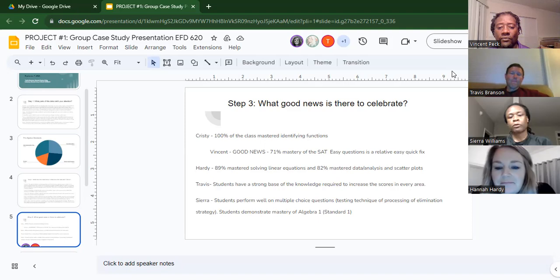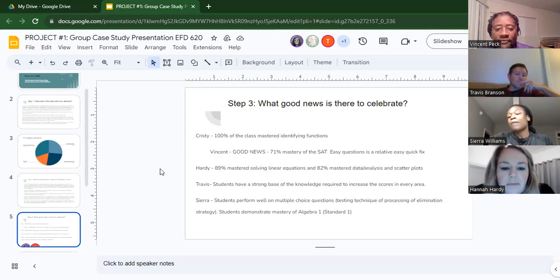I put that students perform well on multiple choice questions. I know earlier you spoke about multiple guess, and sometimes that is a lucky guess, but in some cases kids can actually process: all right, I know it's not this, I know it's not that, so what's better out of these two? That is a testing technique. So maybe they have mastered that part, as well as mastering the standard one of Algebra 1.